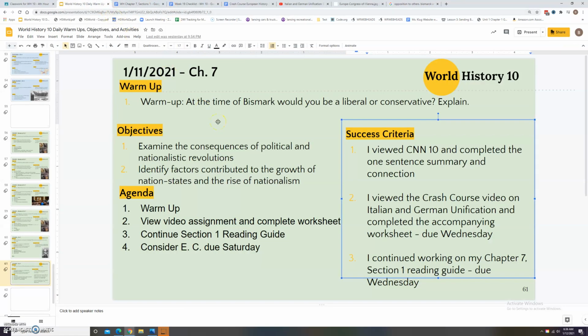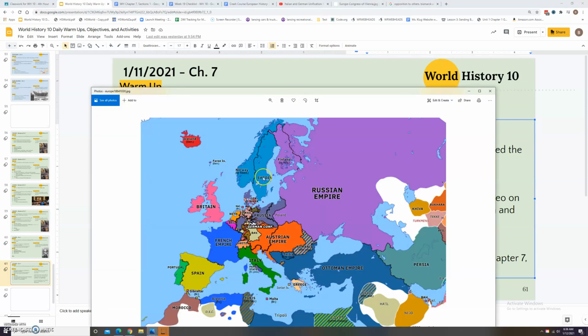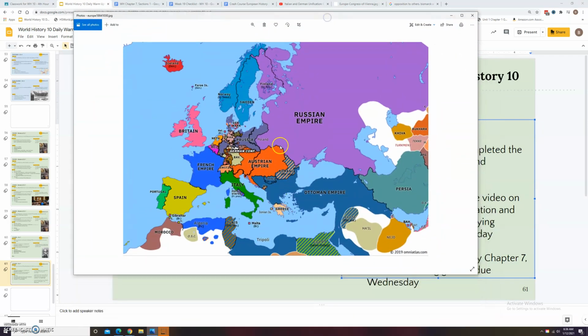So let's talk about today. Again, we're looking at nationalistic revolutions and basically the rise of nation states and the rise of nationalism, specifically a little bit about Italy, but mostly about Germany. I want to show a map right here. It's a little confusing because it wasn't called Germany at this time, just like at one time Italy wasn't called Italy.